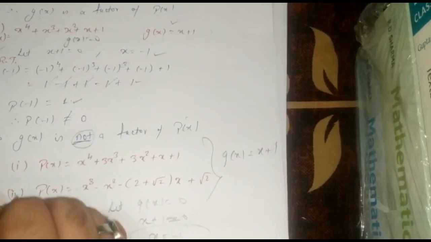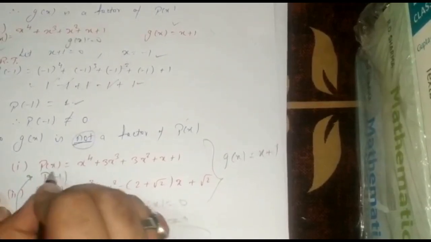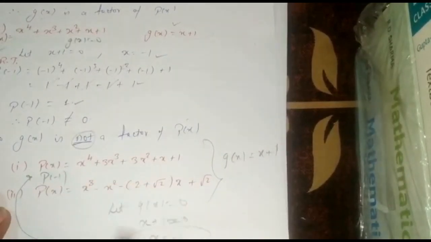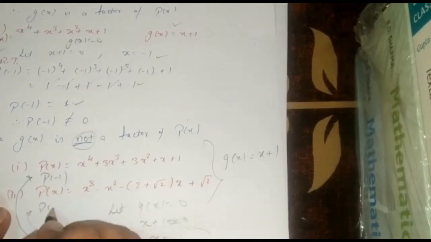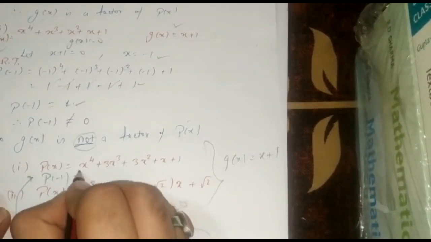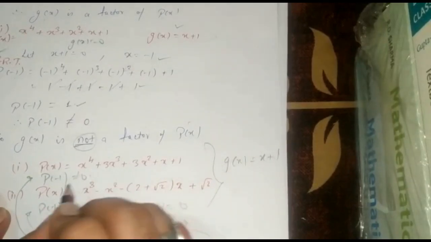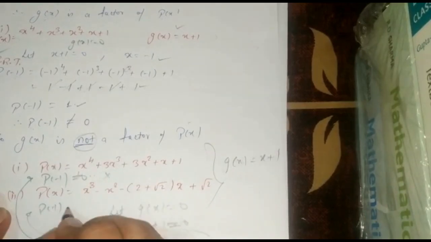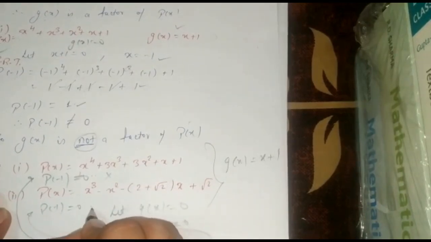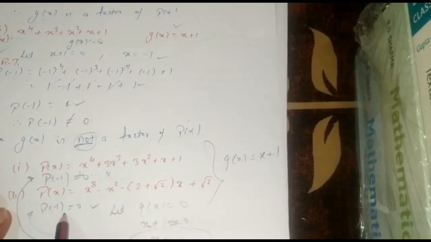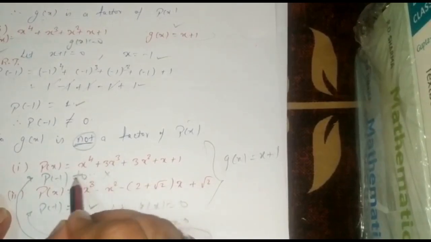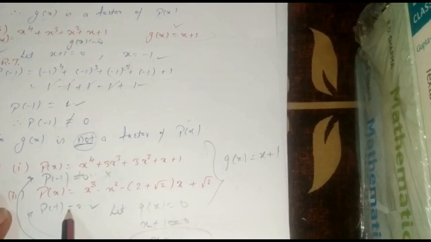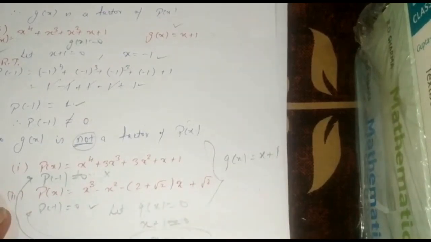That means you have to put p of minus 1. In all the x you have to put x equal to minus 1 and check whether it gives not equal to 0. If it is not equal to 0, then g(x) is not a factor of p(x). If this is equal to 0, then yes, g(x) is a factor. It may be possible that it gives equal to 0, or not equal to 0. So these are both the questions. You just try at home and check whether g(x) is a factor of our polynomial function or not.